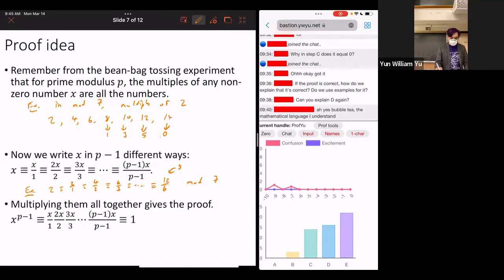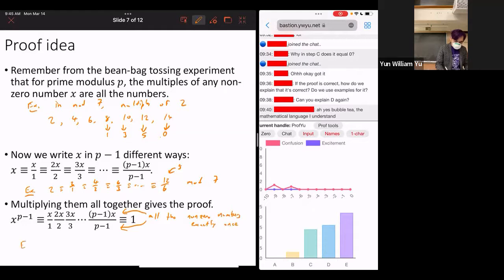Well, then what happens if you multiply all these together? Well, you notice that we have p minus one copies of x there, right? And so if I multiply together each of these p minus one copies written slightly different ways, you end up getting 1, 2, 3 through p minus one on the bottom and x, 2x, 3x, through p minus 1 x on top. But both of these happen to be all the non-zero numbers exactly once.